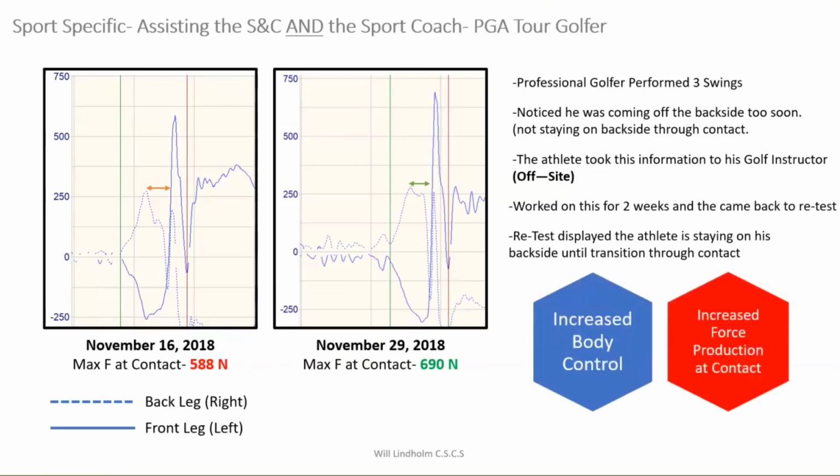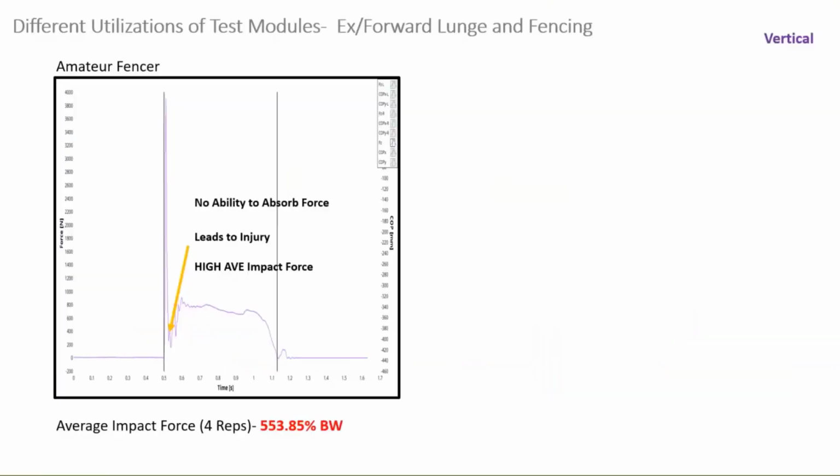Increase body control, increase force production to contact. Now, this is interesting too. We did some fencers. We used the forward lunge module, and they simply did 4 consecutive lunges, like they do in every tournament they're in. They do it 100 times. After 4 reps, this amateur fencer averaged 5.5 times his body weight force, sheer force on that front leg. You do that over a course of a weekend, that's a lot of force going on that front leg. Kid had knee and hip issues all the time.